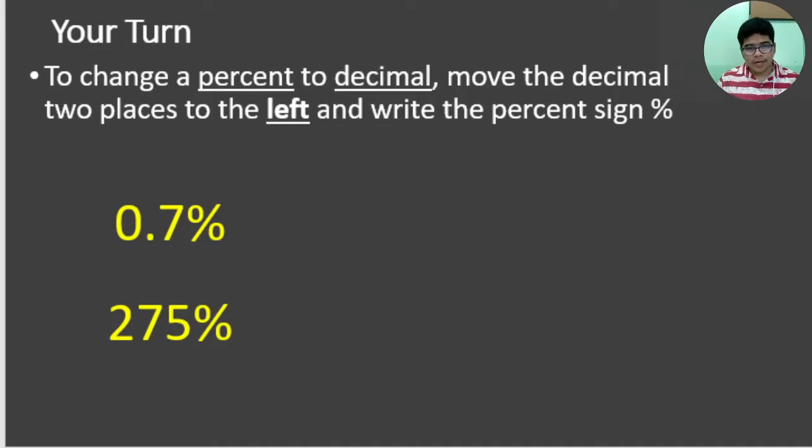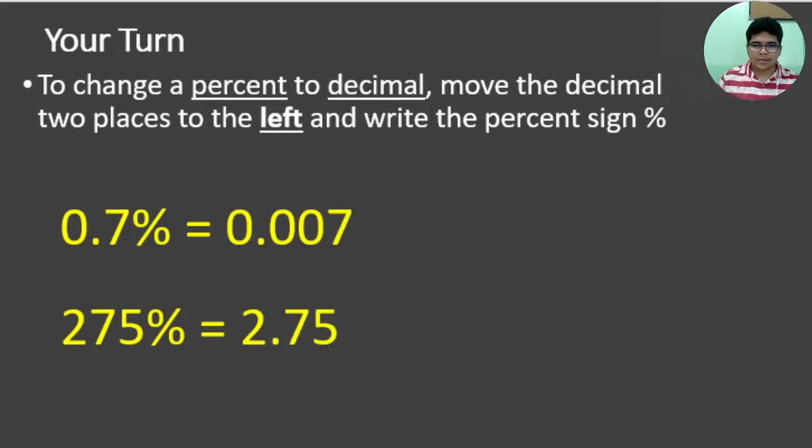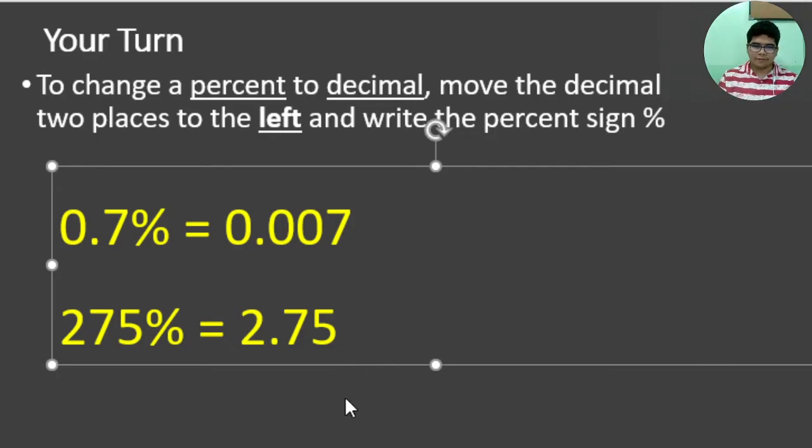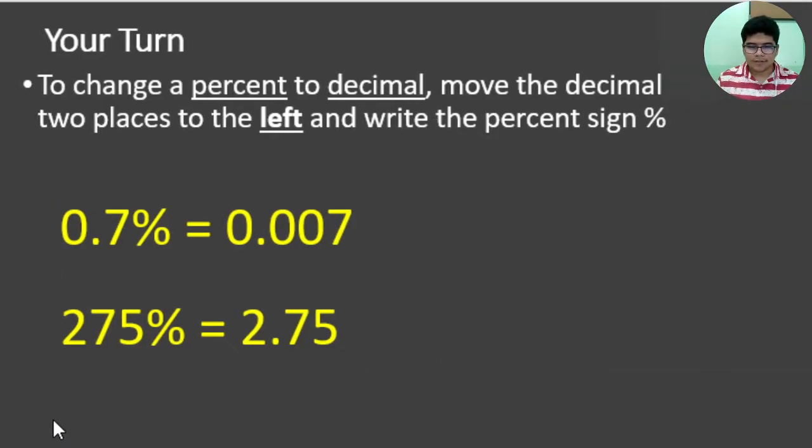Okay, you're back. So what are the answers? What's the answer for this one? Well, we can just write here. We have 0.7%. If you move two places to the right, I mean to the left. It should be to the left. So if you move two places there, you will annex this 0 and then one more 0 here. That's why there's two zeros before the 7. So 0.007. And then here there's an invisible decimal point. You move two places to the left. It will go here between 2 and 7, giving you 2.75.